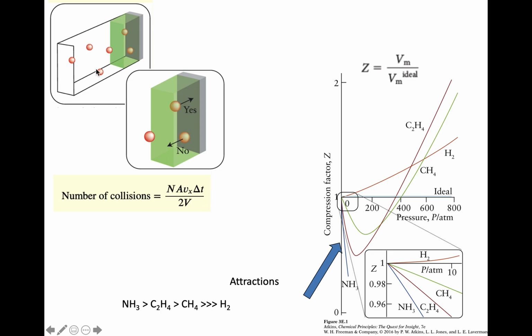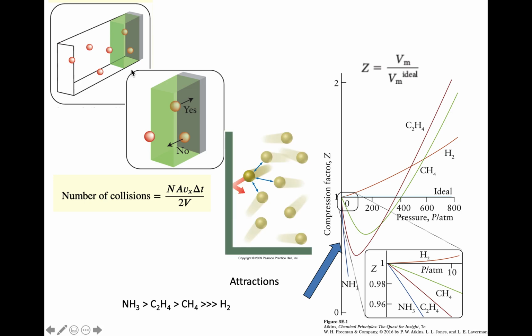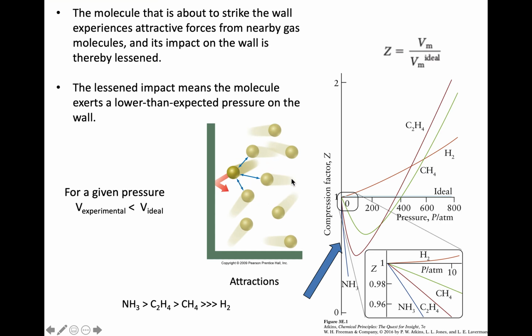As I'm thinking about my kinetic model here, how the collisions are exerting a particular pressure, how for a given pressure they're leading to a particular volume. I'm thinking about how the particles are striking the wall, and the opportunity, if there are attractions, for those particles to be attracted to the other gas particles within the chamber. If a particle is headed towards the wall, but it is somewhat attracted back to the other gases in the chamber, that's going to lessen the pressure that it has when it strikes the wall. For a given pressure, then, this would make the volume experimentally be smaller than the ideal.